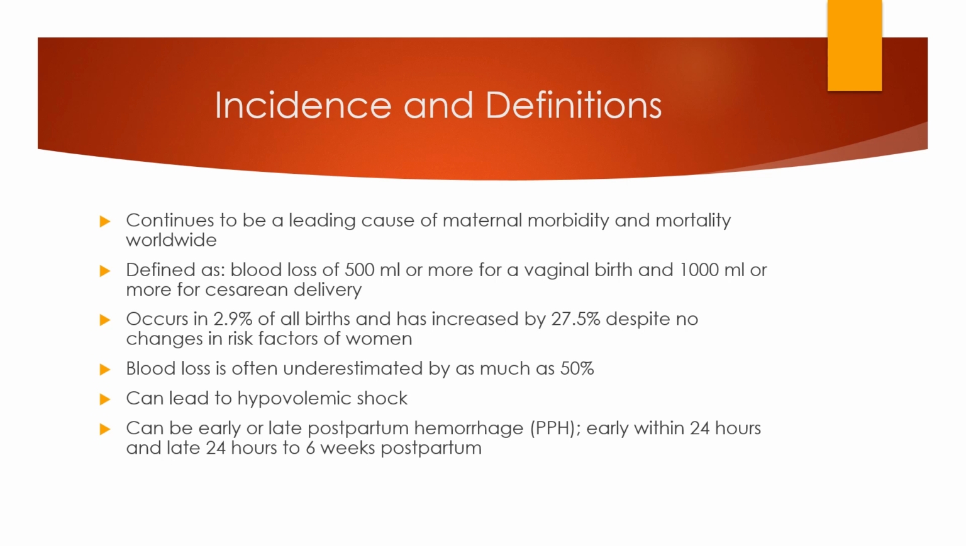It does occur in 2.9% of all births and has increased by 27.5% despite no changes in risk factors of women. And we're going to discuss risk factors in the upcoming slides. Blood loss is often underestimated by as much as 50%. That's why we don't want to use an estimate. It can lead to hypovolemic shock, and this is really the end result of a massive hemorrhage.